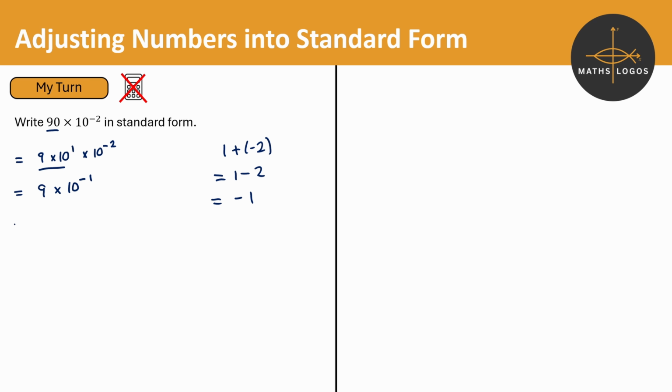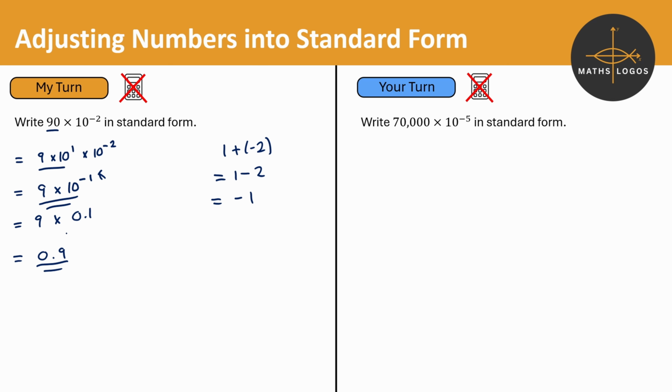And if the question asked us to turn that into an ordinary number, you would go ahead and turn this power of 10 into a decimal. It would be 0.1. Remember, the index tells us how many zeros there are going to be. And then you could do 9 multiplied by 0.1 to give you 0.9. So that's an ordinary number, but it's asked us for standard form, so that's our answer. Pause the video and give this question a go.